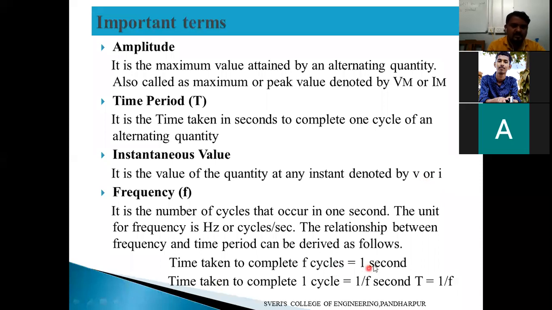So time taken to complete f cycles, to complete f cycles we need 1 second. So time taken to complete one cycle is nothing but 1 by f. So T equal to 1 by f and f equal to 1 by T. We can write, or not? T equal to 1 by f and f equal to 1 by T.